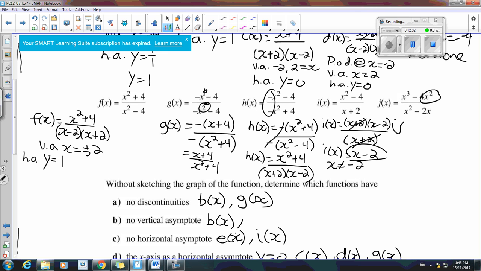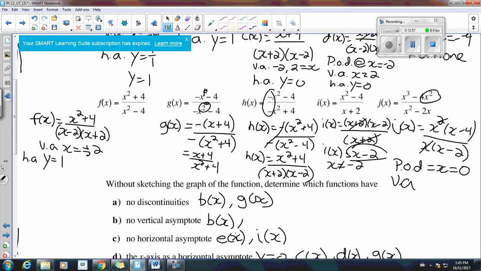So we can actually factor out like that, so there is no difference of squares. So we're left with this. So the only thing I can cancel out is 1x. So there's a point of discontinuity at x equals 0, but there's also a vertical asymptote at x equals 2.